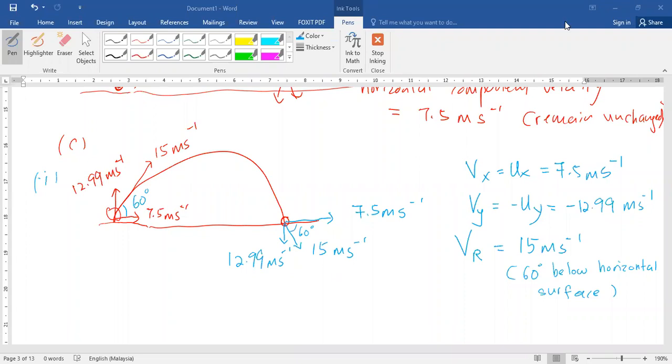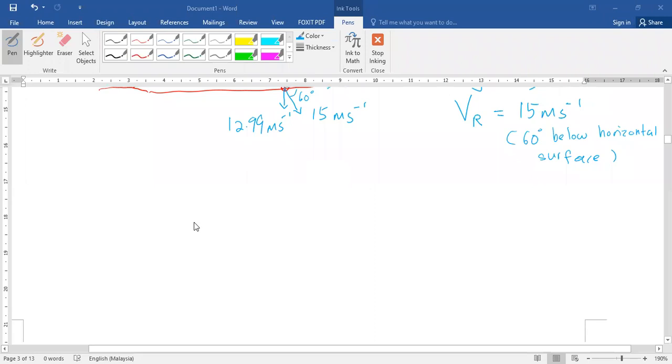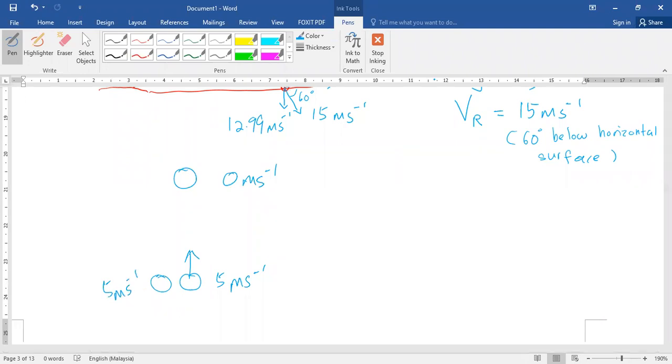Okay, now a student asks, why is the speed up and down equal? Ladies and gentlemen, if there is perfectly no energy loss, if none of any energy loss, let's say we throw up something at 5 ms^-1 and it reaches the maximum point at 0 ms^-1, right? So when it falls down until back to the same point, how much is it? It's still equal to 5 ms^-1, if there is no energy loss.